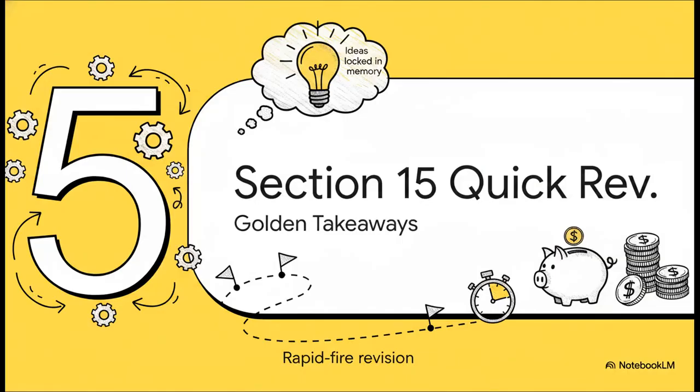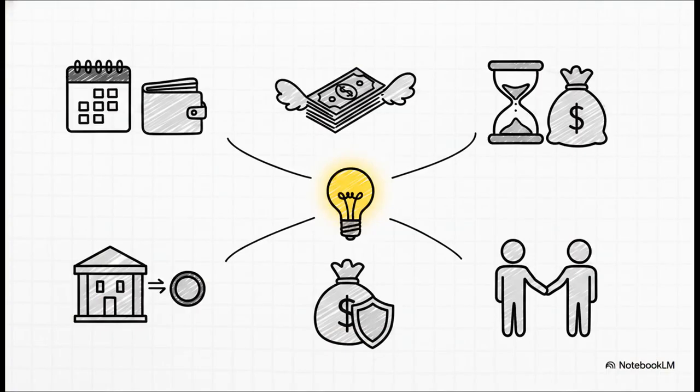All right, we've covered a lot of ground. Let's head into Part 5 for a quick Section 15 revision. Okay, here are your 6 golden takeaways to lock this in. 1. Salary due is taxable even if it's sitting there unpaid. 2. Advanced salary is taxable immediately upon receipt. 3. Arrears are taxable on receipt, but only if they weren't taxed previously.